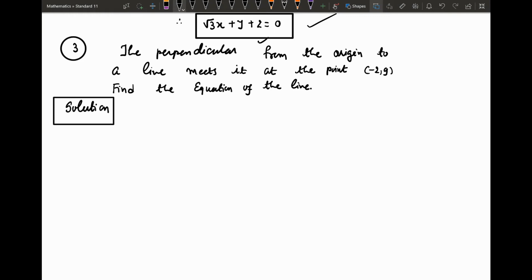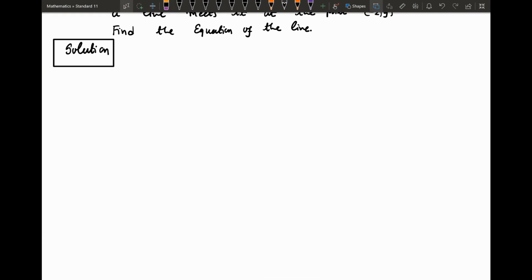So see this. Suppose we denote the origin by O, 0 comma 0. This is the origin, O 0 comma 0. Now the perpendicular from the origin to a line meets it at the point. If we draw the perpendicular, say the foot of the perpendicular is M, minus 2 comma 9.